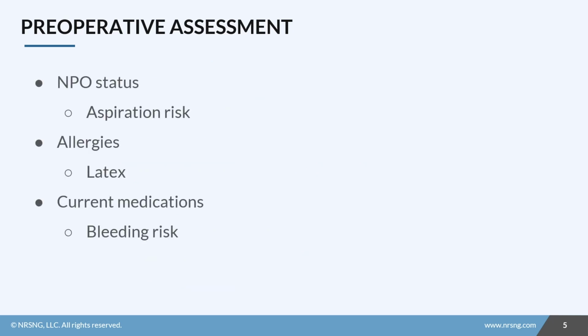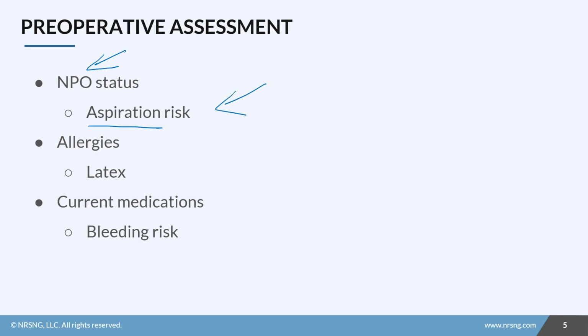So, if you've had surgery in the past, I'm almost certain you have been told nothing by mouth, or it's going to be the NPO status after a certain time. So, aspiration during surgery because of anesthesia is a huge concern we have in perioperative nursing. So, assessing this in your patient is super critical.